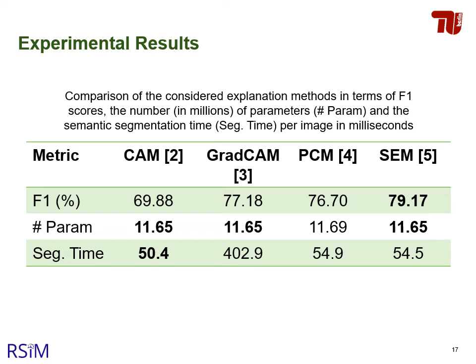So in this table, we can see that SEM had the best performance in terms of F1 score, with CAM obtaining the lowest. In terms of model complexity, PCM was the only one that required extra parameters due to the PCM module having the 2 additional convolution layers during the embedding of the CNN features. And finally, the segmentation time was the fastest using CAM, and it was followed rather closely by PCM and SEM. And grad CAM was significantly slower due to the need for an additional backpropagation step for each individual class.